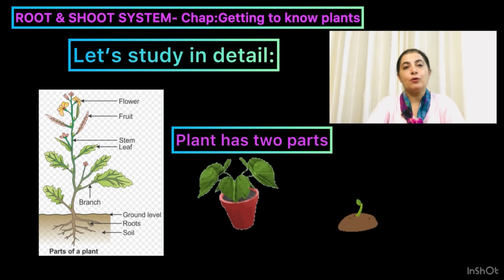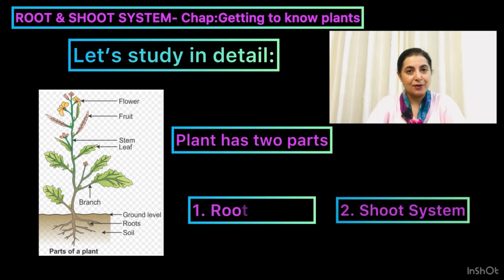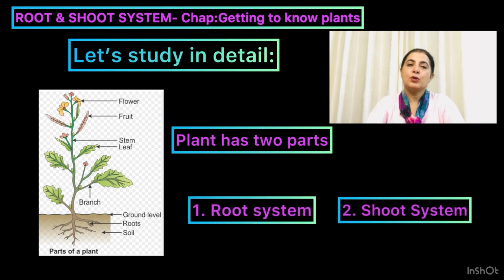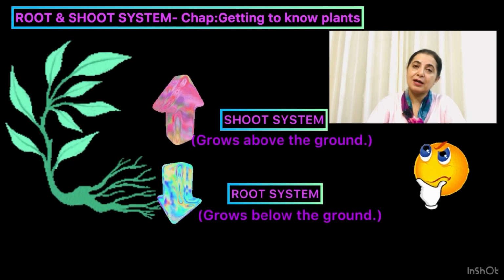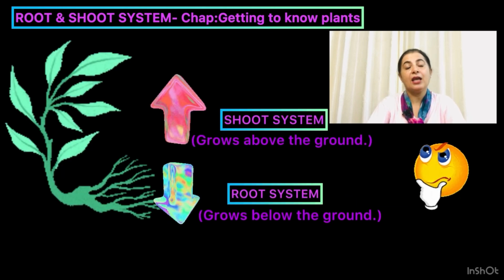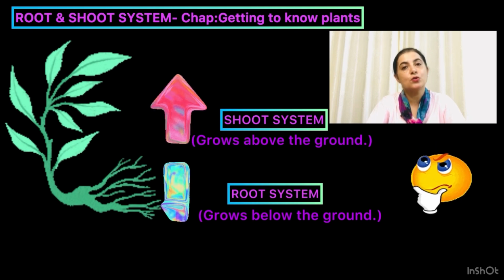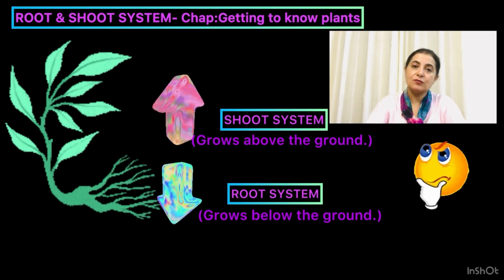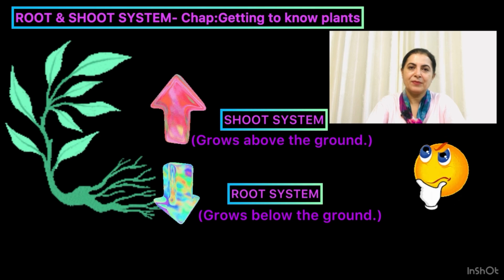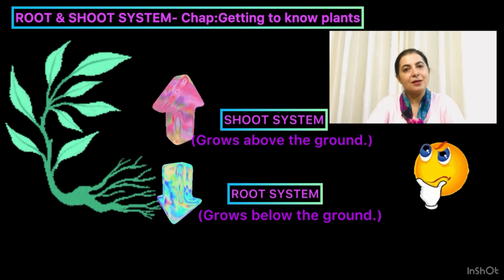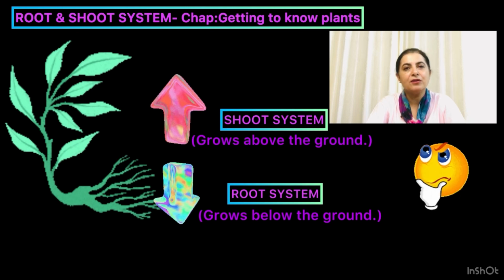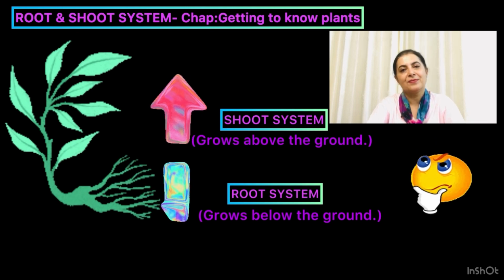Now, whenever we look at a plant, as you can see in the diagram, there are two parts in which we can divide the plant broadly. तो हम कौन से दो हिस्से देखते हैं प्लांट के? एक वो पोर्शन देखते हैं which is below the soil, and there is another part of the plant which is above the soil. So जो नीचे का हिस्सा है that is known as the root system, and the part of the plant which is growing above the ground is known as the shoot system.